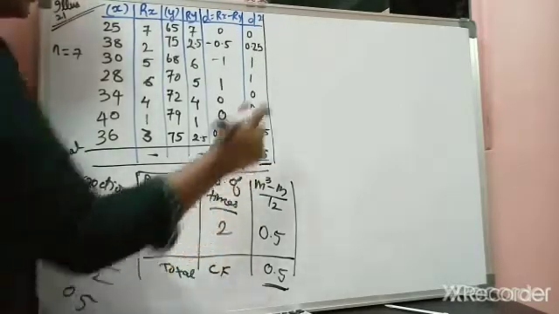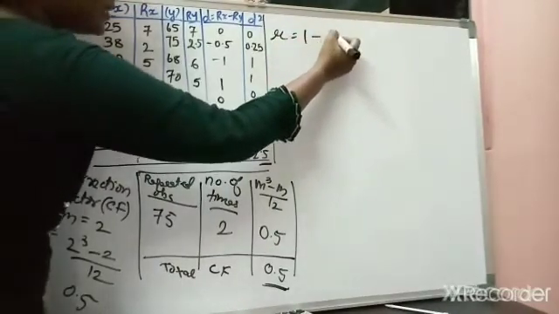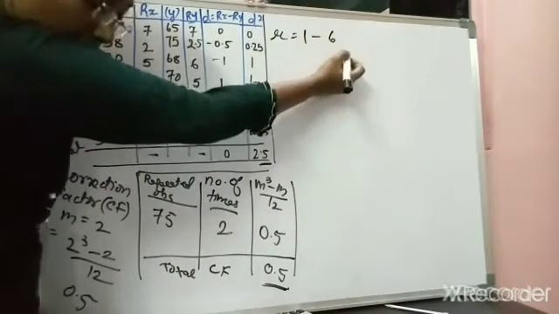Then you know the formula. R is equal to 1 minus 6. What was the formula?